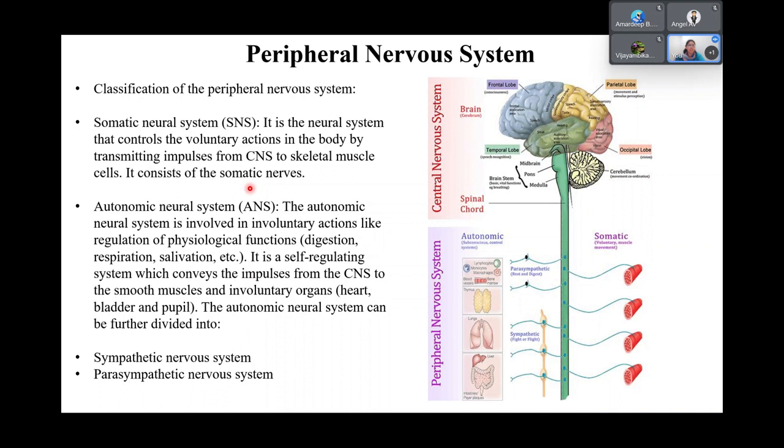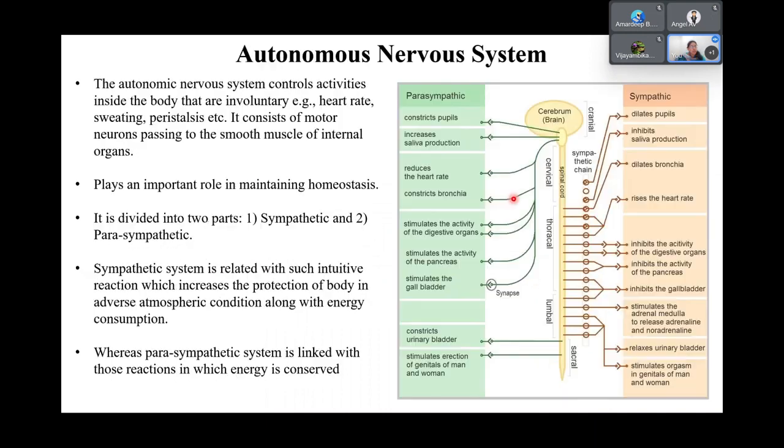But then, in contrast, you have the parasympathetic, which works to reduce these effects. In contrast to dilating the pupil, it will constrict the pupils. It will increase saliva production. It will reduce the heart rate, bringing it back to normal, constrict the bronchi, and all those activities in the digestive organs which were being inhibited will be stimulated by the parasympathetic nervous system. So you see, they work in consort but in opposite directions to maintain homeostasis.